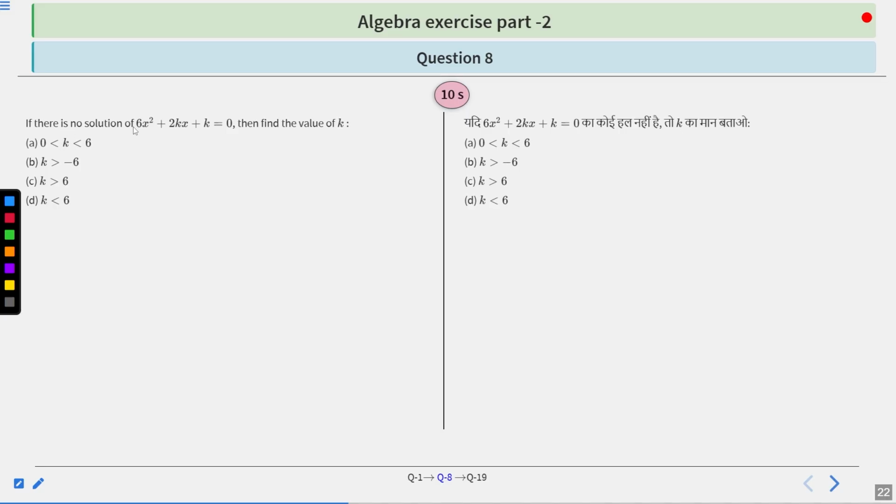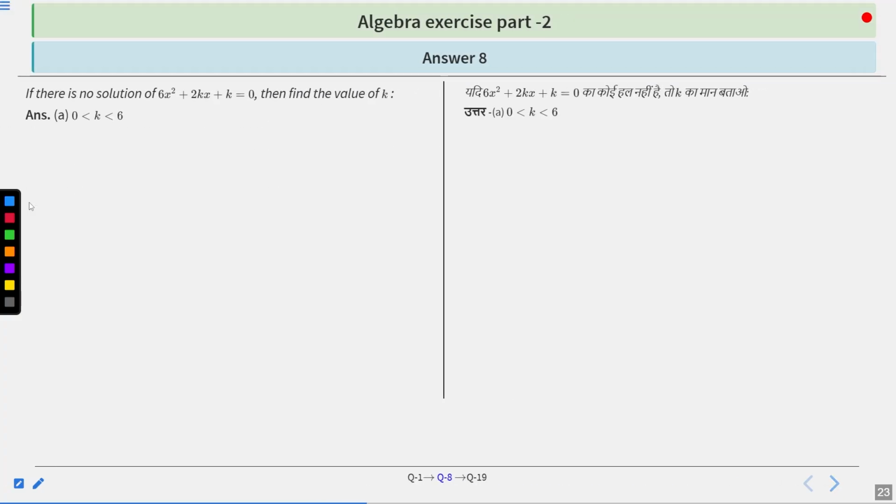If there is no solution of 6x square plus 2kx plus k equal to 0, then find the value of k. And options are A, k is greater than 0 but less than 6. Option B, k is greater than minus 6. Option C, k is greater than 6. And option D, k is less than 6. These are the options. So 6x square plus 2kx plus k equal to 0 has no solution. Then k equal to what?